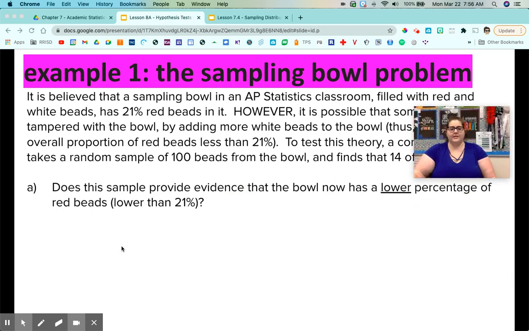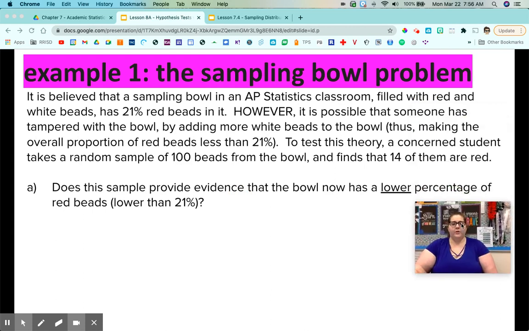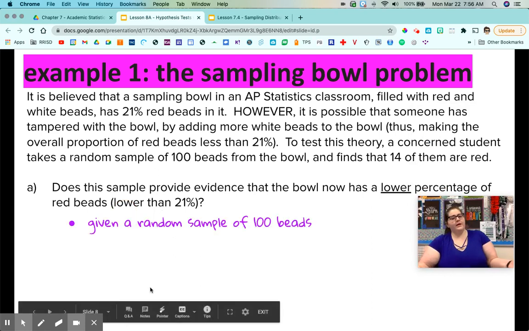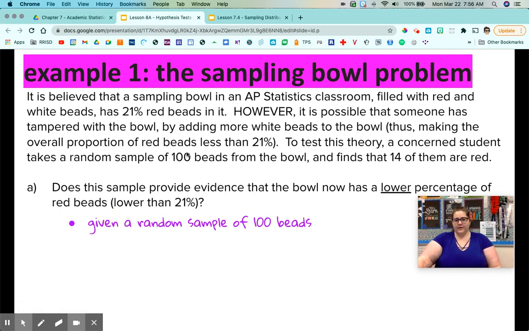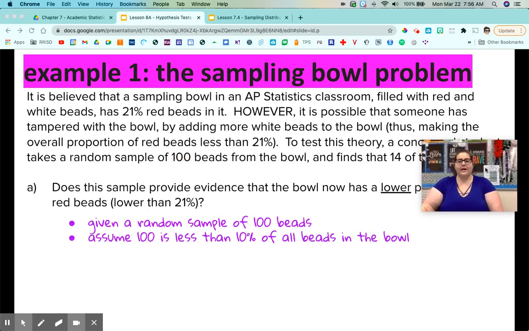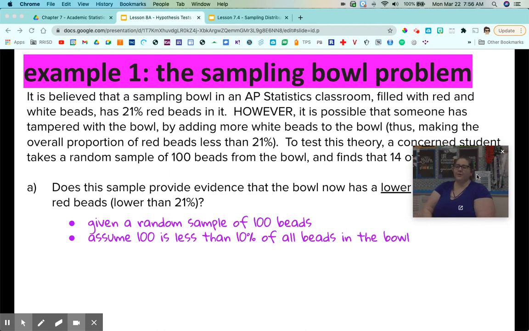So our first assumption is that we have a random sample, and we were told that it was a random sample of 100 beads, so we can say given a random sample of 100 beads. Our second assumption is that the 10% rule passes. Since we are taking the sample without replacement, we need to assume that 100 is less than 10% of all the beads in the bowl. In other words, we need to assume that there are at least 1,000 beads in the bowl. And you could say it that way too.